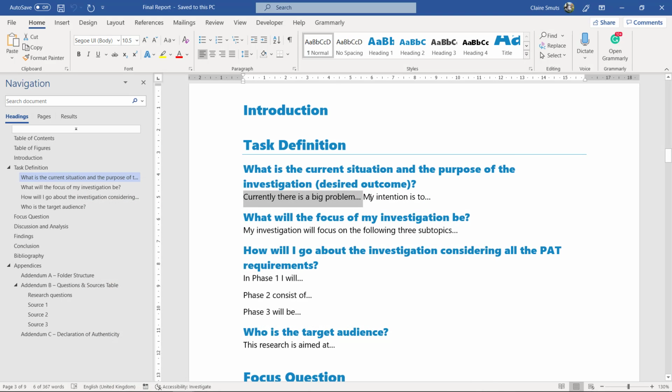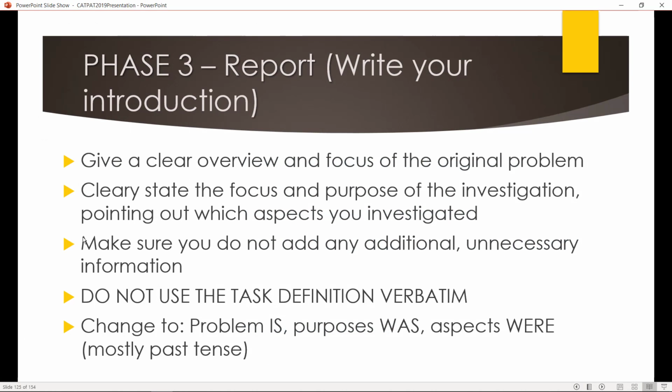Now initially you said what you were going to do, what you were intending to do. So now we're just going to change that to say what you already did. Because initially you said your hope is to research this and try to find solutions. Now you're going to say this is what you did. You're basically going to change that into past tense. Now make sure you don't add any additional unnecessary information because we need to keep the introduction short and sweet. We are not allowed to use the task definition as it is.